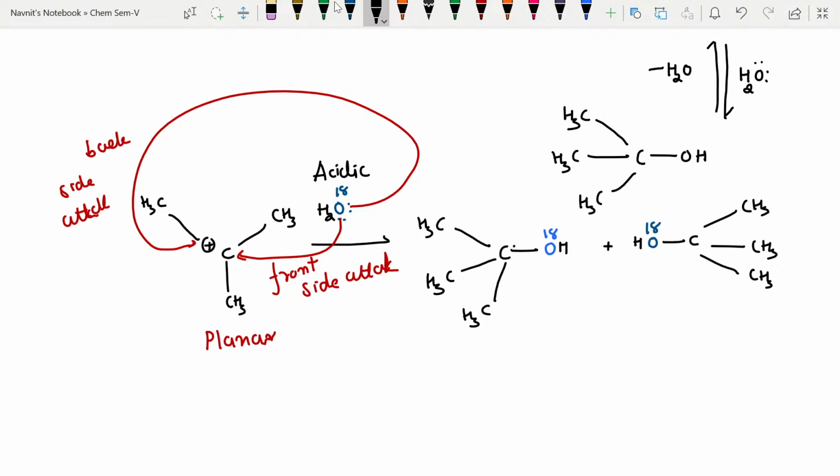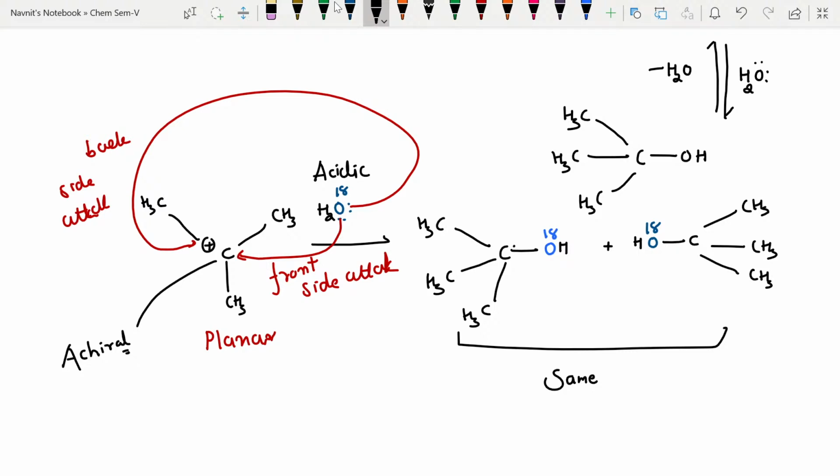So this product will form by front side attack. This will form by back side attack. But in this case, both products are the same because this carbon is achiral. If it were chiral, then we would get the racemic mixture.